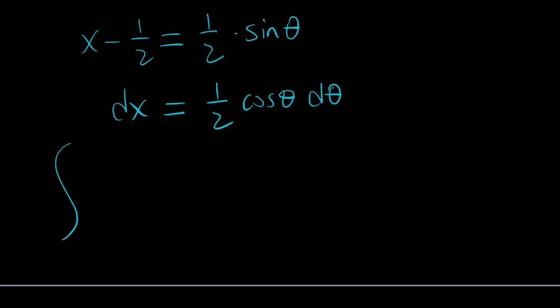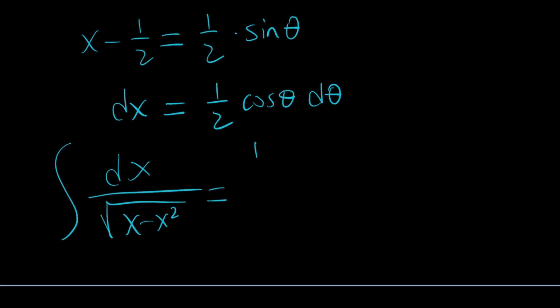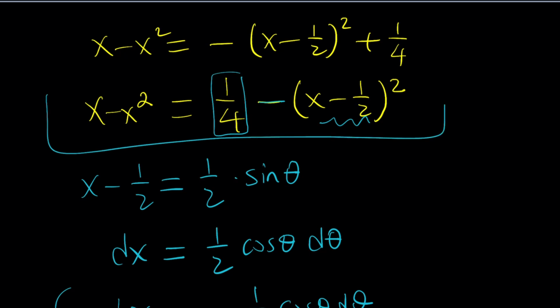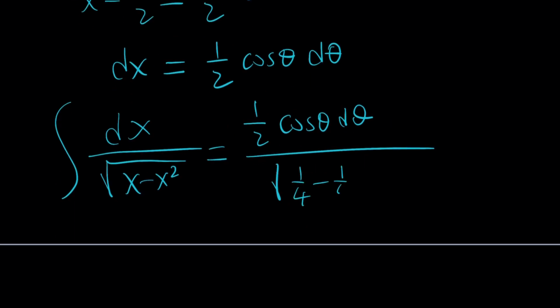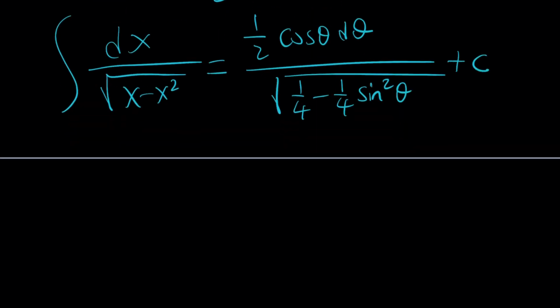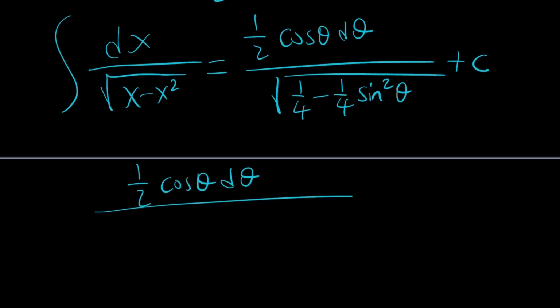We have the square root of x minus x squared in the denominator, and dx will be replaced with 1/2 cosine theta d theta. Inside the radical we're going to have x minus x squared, and notice that I'm replacing this with 1/2 minus sine. So now we have 1/4 minus 1/4 sine squared theta, right? Then 1/2 cosine theta d theta divided by, now we're going to be able to factor 1/4 out, and this is going to give us 1 minus sine squared.